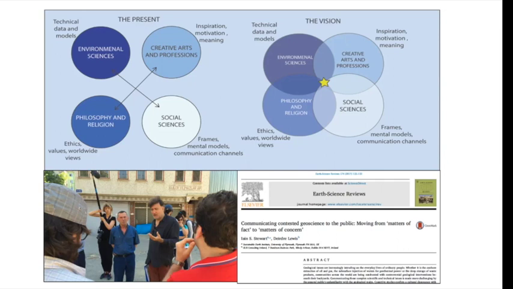So yes, we've got the environmental sciences that provides the facts, but we've got the creative arts that will provide ways of inspiring and motivating and providing meaning to connect with people. We've got the social sciences, the psychology and sociology, really understanding how we frame information, how people have mental models of things, and how we can develop better communication channels. And then lastly, but definitely not leastly, is the philosophy and religion, because many of the issues that we face are moral, ethical issues about, should we do this or should we do that, because it's got implications for the planet. And so ethics, as we've seen, values and world beliefs really are fundamental to communication.